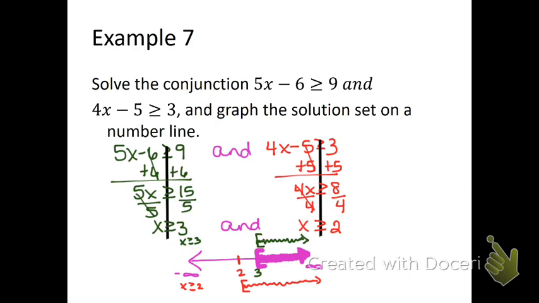Alright, so when we go to write out our interval solution, notice my shading started at 3 and it had a bracket, and it keeps going, so it ends at positive infinity, and infinities always get a parenthesis.